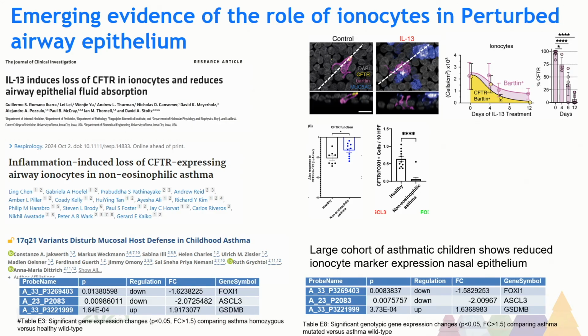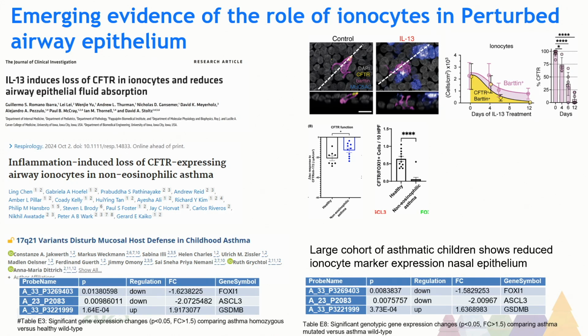So I would draw your attention to a great JCI paper out of David Stoltz's lab, where they looked at prolonged IL-13 exposure and showed a very dramatic shift in the proportion of ionocytes to secretory cells, as well as an interesting emergence of CFTR negative BSND positive ionocytes. There's a lot of data.